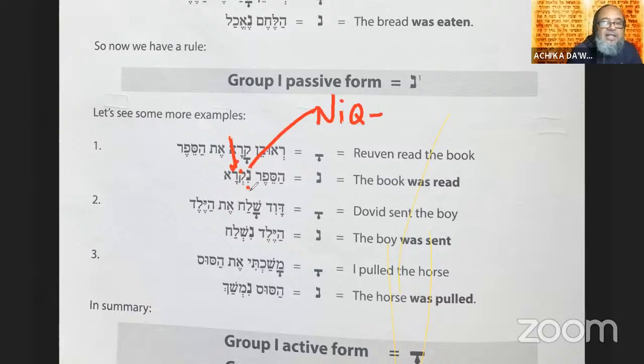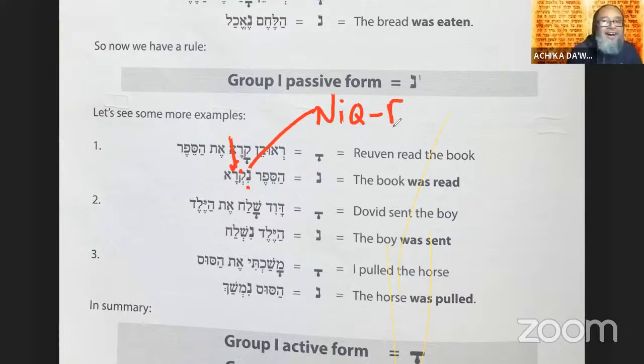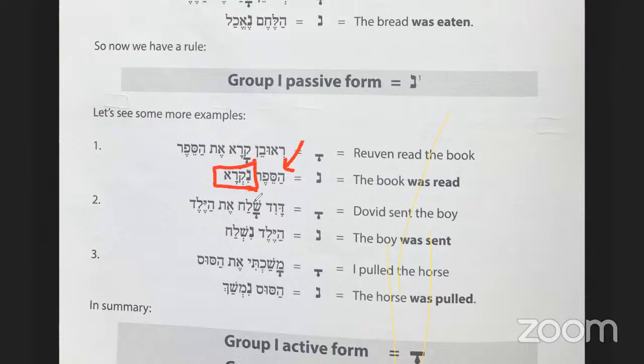What letter is this in English? Rish. Yeah, in English. Oh, R. And then an R, and there's this under it, okay? Nikra, okay? But if you know your vocabulary, you would know, wait a minute, here's the kara, that means to call out or to read, and then we got the noon on the front, or the nun, that is a passive. So now I'm understanding why the book was read. You see?